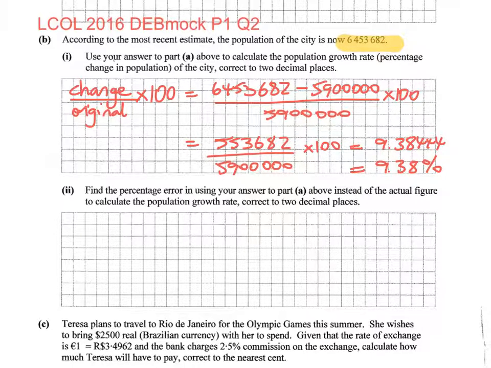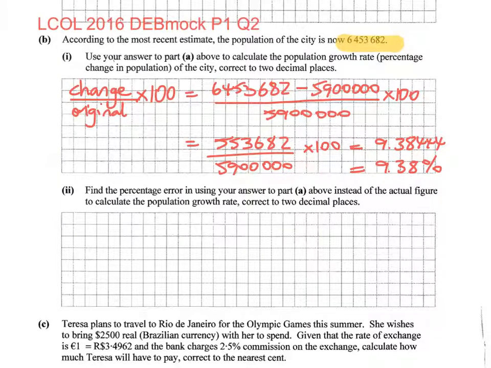The second part of question B is not easy to fully understand what they're after. You have to drill down into it. So you've worked out the percentage change in population, but it's an estimate. And they're asking you now to tell us what the error in that estimate is. So the first thing you need to do is work out the actual answer.